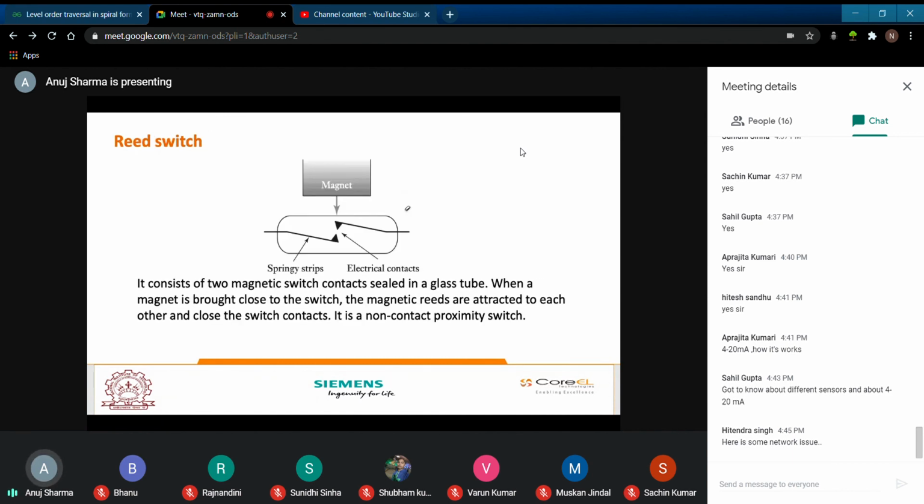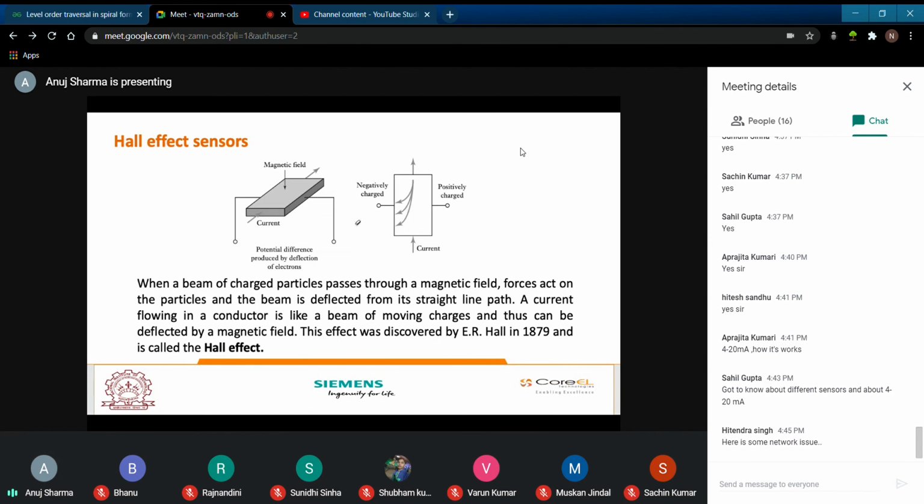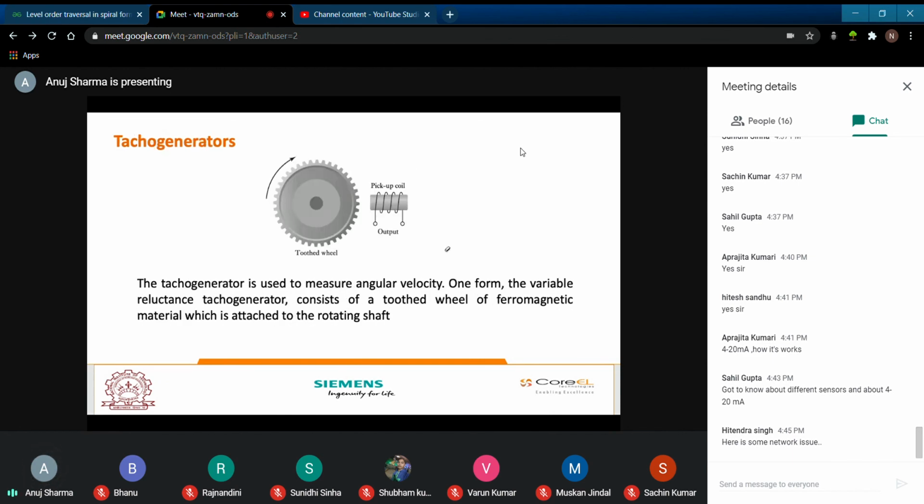This reed switch we have covered in a video. Hall effect sensor: we all know that when a beam of charged particles passes through a magnetic field, a force acts on the particles, and the negative charge will be attracted here and there will be positive charge here, and you will get a current passing through it. This is the Hall effect sensor. Again, tacho generator: you have a pickup coil and these teeth, and the teeth have varying reluctance, and because of the varying reluctance you will have a pickup output, and through the output you can calculate the speed.